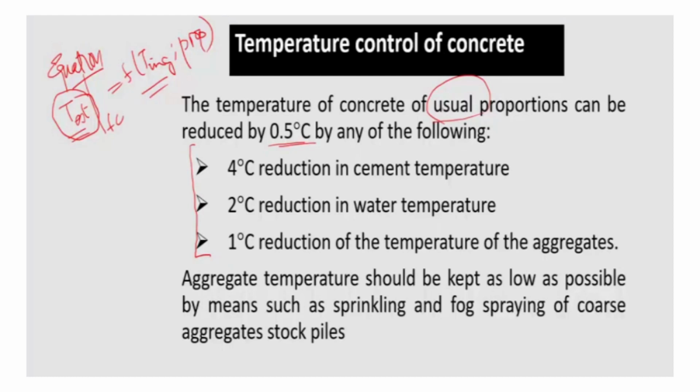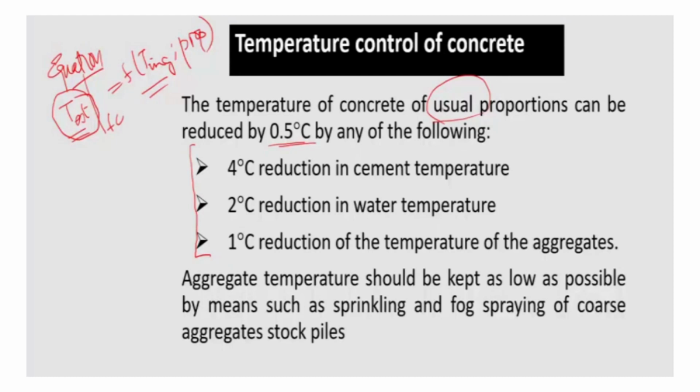So those techniques can be used, because you are accounting for the total amount of concrete, not individual cement. Those are some of the techniques by which we can counter the ill effects of hot weather. Aggregate temperature should be kept as low as possible, because it is in the maximum concentration.